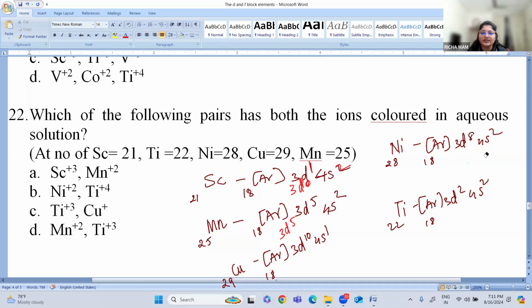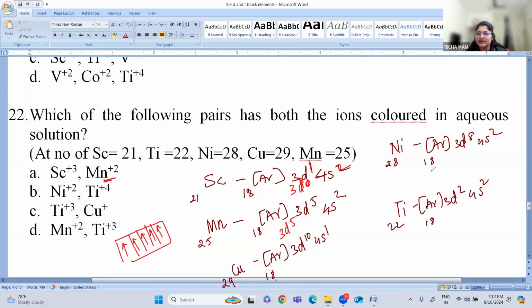Now here, if I write the electrons for Mn, 1, 2, 3, 4, 5. So you can see that all the d orbitals are occupied by one unpaired electron each. So it is perfectly octahedral. Because of this, it will have a pale color. So this is a colored system.